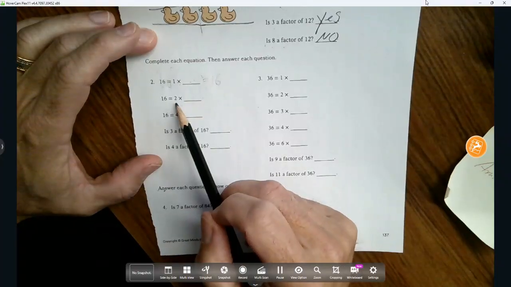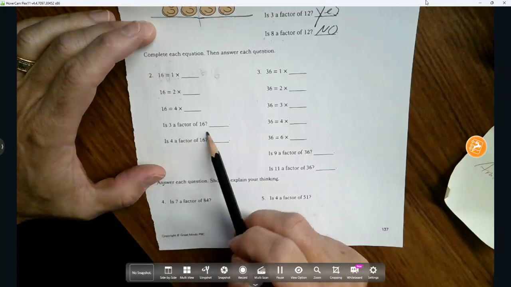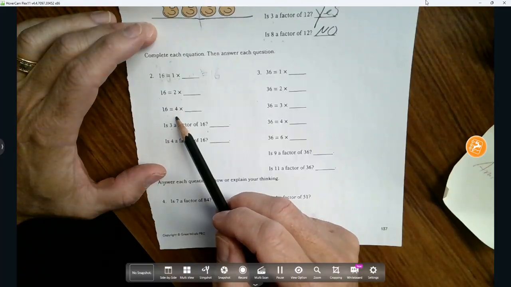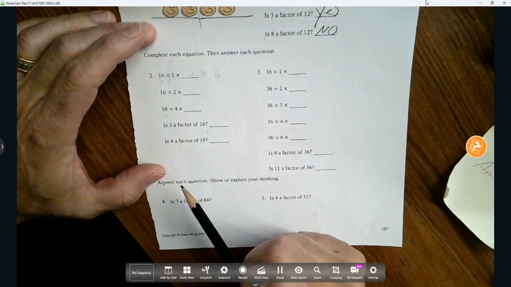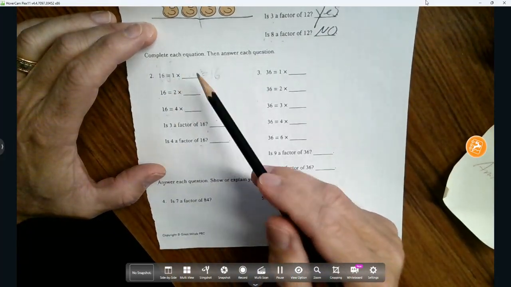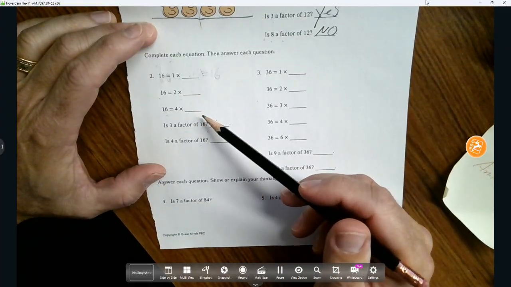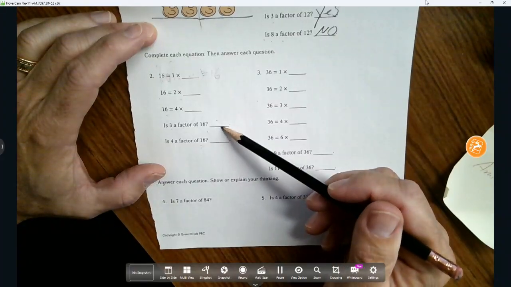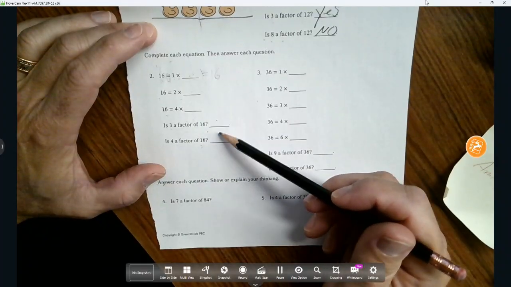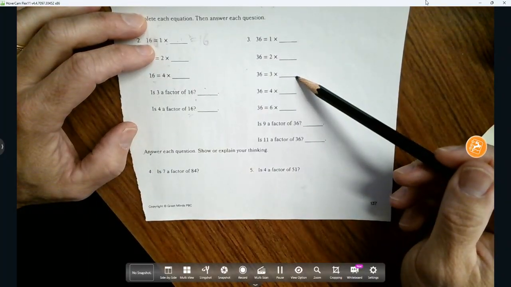Figure out all these. What times 2 equals 16? What times 4 equals 16? Put the numbers there. Is 3 a factor? If you see 3 in here, or there is something else you can multiply 3 by to get 16, put yes. Is 4 a factor? Do you see 4 in here? If you do, put yes. If you can't figure out something times 3 equals 16, then you put no. If you can't find that 4 times something equals 16, then you'll put no here. So figure out which one. Do this the same way. Exact same way.